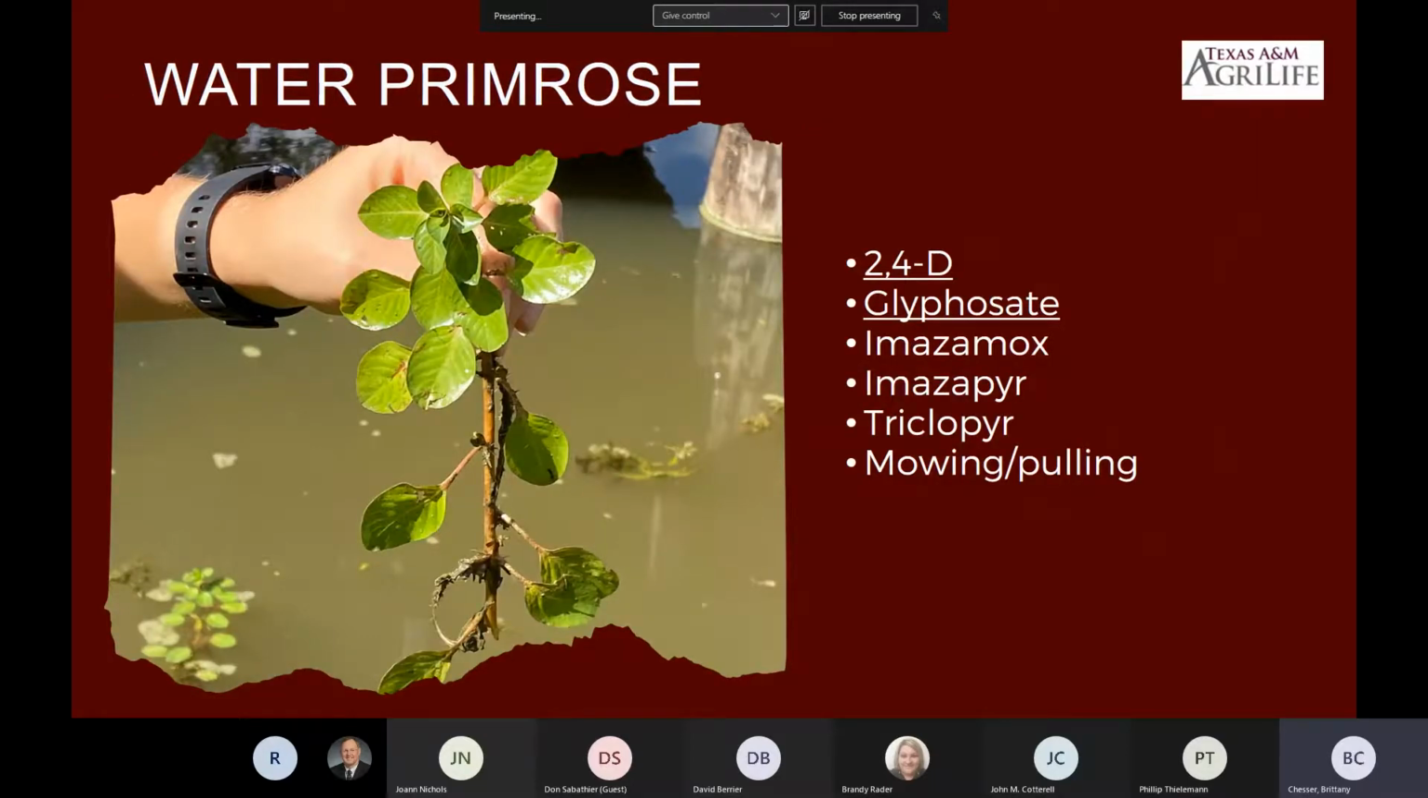So for water primrose, again, there's many different species, but for the most part, 2,4-D and glyphosate are going to be options. Glyphosate is going to be your lower cost systemic herbicide, more widely available. It's very effective on water primrose. There is a species of primrose that is glyphosate resistant. So for some reason, if your glyphosate is not working, you may have to switch to 2,4-D, depending on if you have that one species. And I think you're very unlucky if you have that one species.